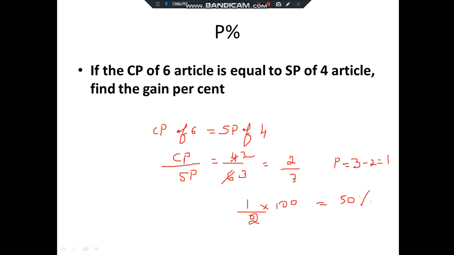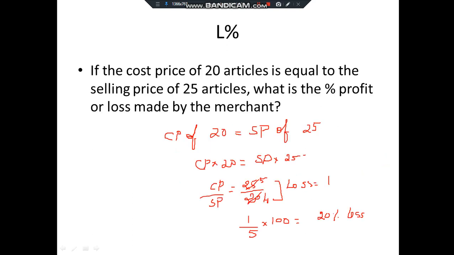Okay. Next question. If the cost price of 20 articles is equal to the selling price of 25 articles, what is the profit or loss percentage made by the merchant? See, here it is loss percentage, because after selling 25 articles he got the money that he spent for buying 20 articles, which means a loss percentage, right? So CP of 20 is equal to SP of 25. So CP by SP is equal to 25 by 20, and cancelling you get 5 by 4.